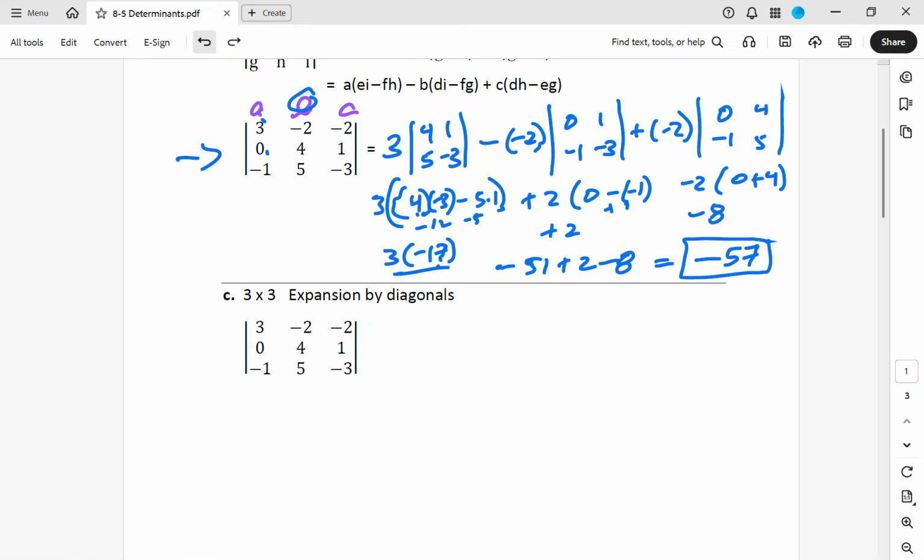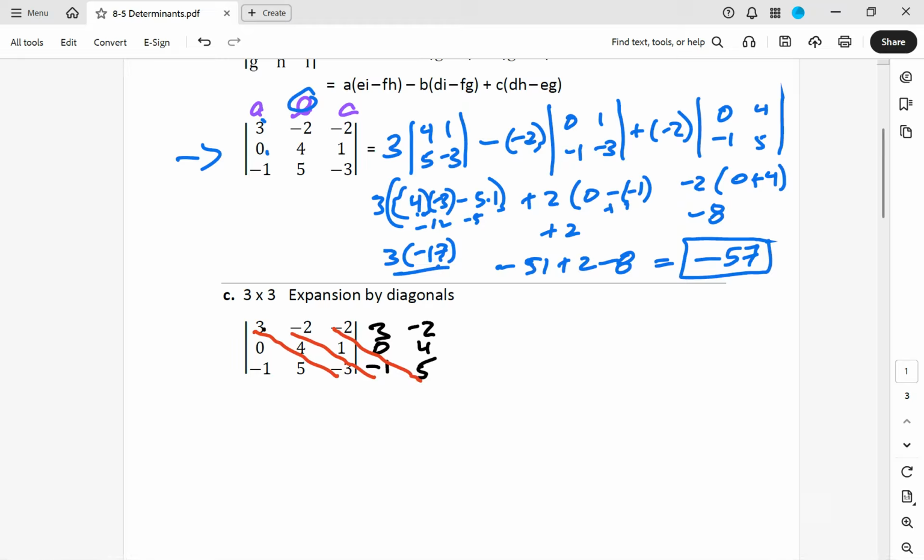The first step to doing this, and now I will switch to black on this, is you repeat the first 2 columns: 3, 0, negative 1, negative 2, 4, and 5, so this column and this column. You don't care about this line that's here, that just doesn't matter in the diagonals. So what I'm going to do now is look at these 3, and these 3, and these 3. So I am going to figure out what those are when I multiply them.